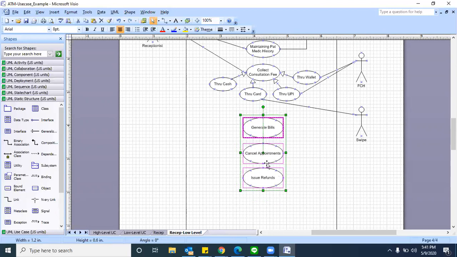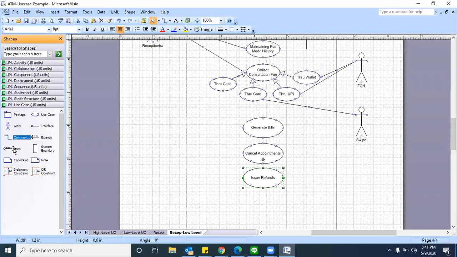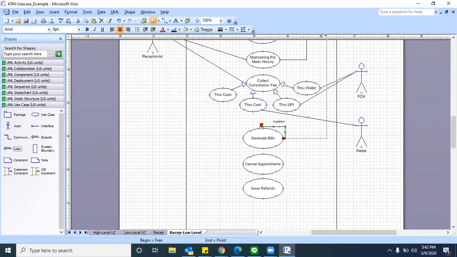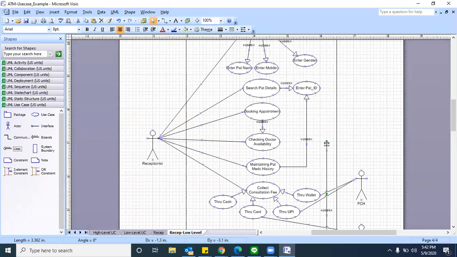Is that clear? Now generate bills, cancel appointments, and issue refunds. Again, these three are required to connect with the patient ID, right or wrong? Obviously. Without patient ID, you can't do that. Again, you should connect it to the patient ID.